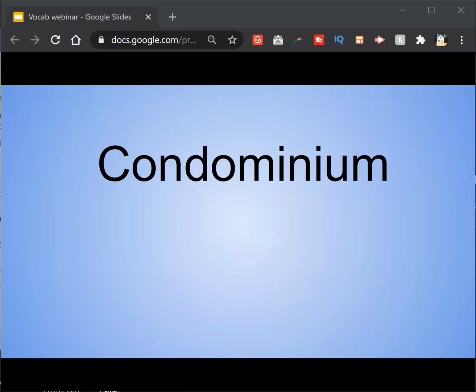This one we get confused with co-op. We got a little confused with co-op. So condominium: do you own real property in a condominium? Let me ask you that question. I think that's something that I really would like to know. In a condominium ownership, do I own real property?